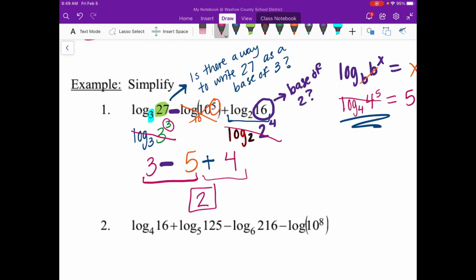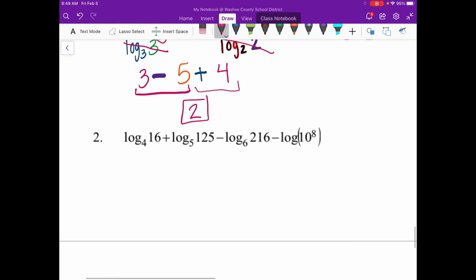So it's all about manipulating the way that this looks so that I'm able to use other properties of logs. Let's do that one more time here for example 2. Take each term one at a time. Again, I'm trying to figure out if I can write 16 as a base of 4. That way I can use this property. So log base 4, and 16 is 4 squared. I'm going to change all of these first and then go back and cancel things out. This one, I'm going to say log base 5. And can 125 be written as a base of 5? Well, 5 to the 3rd gives me 125, so that's good.